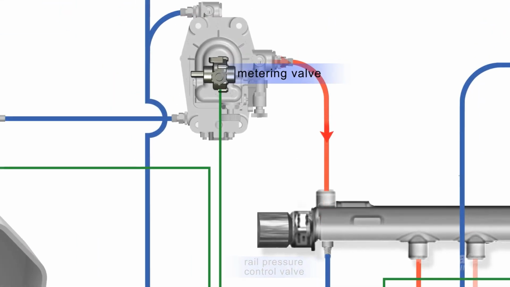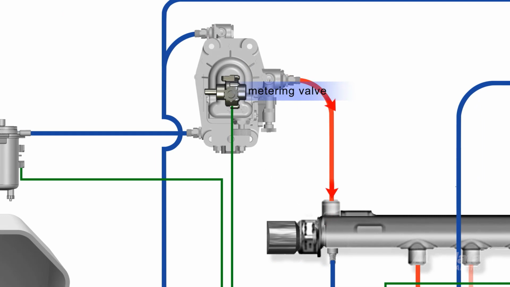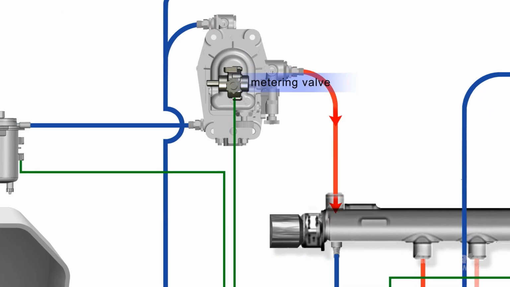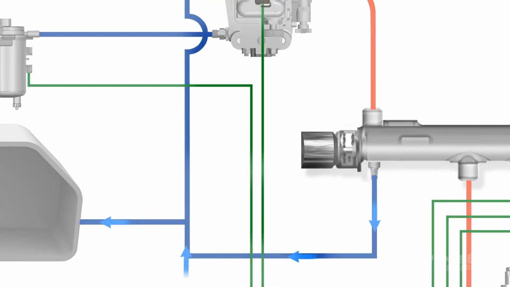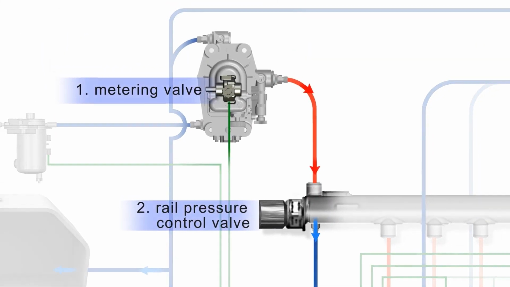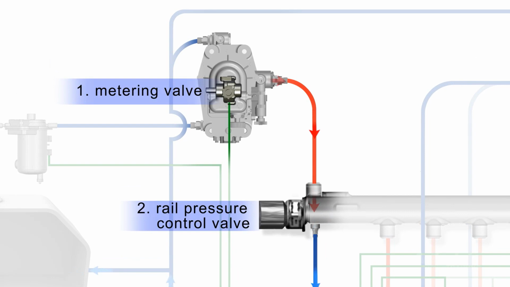At the pump, the valve will control the amount of fuel going into the pumping chambers, thus varying the rail pressure. The rail pressure control valve will vary the amount of fuel that is returned to the tank, thus controlling the rail pressure. A 2-point control system uses both these methods to vary the fuel pressure.